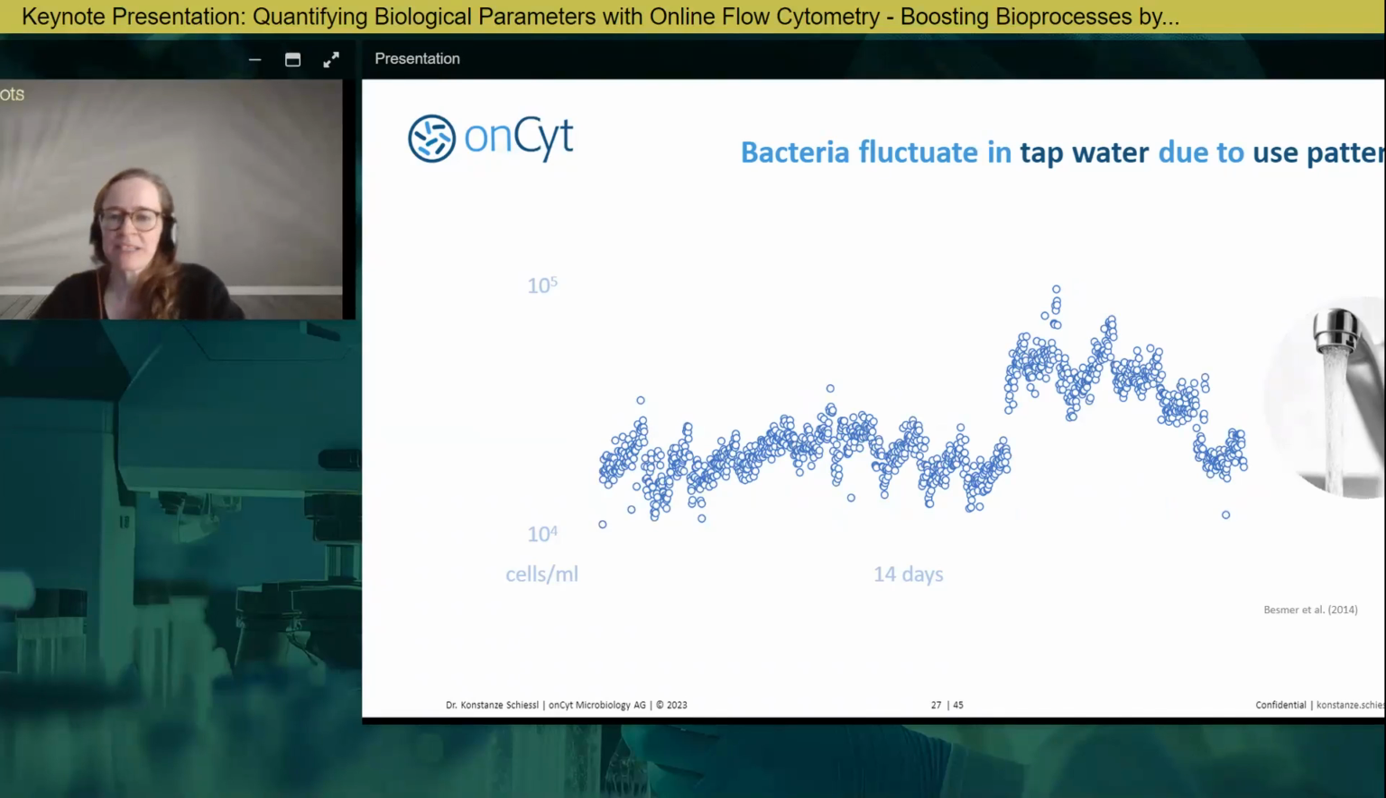Here we have another example. It's the tap water I already mentioned. So you can simply hook up our system to tap water and see what happens. And you see here that, yeah, indeed, it can be up to 10 to the 5. And that peak that you see here, that jump, that was Monday morning. And it was because on the weekend people don't use it a lot. So it stagnates, and then you have this increase here.